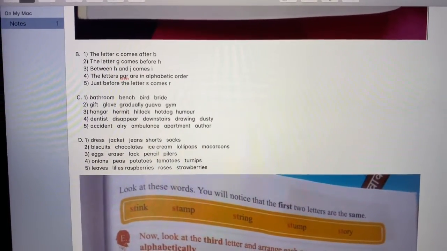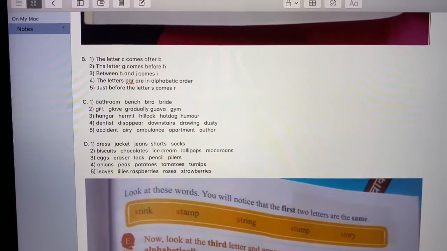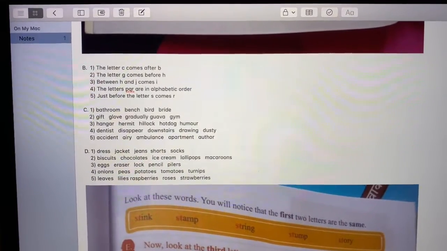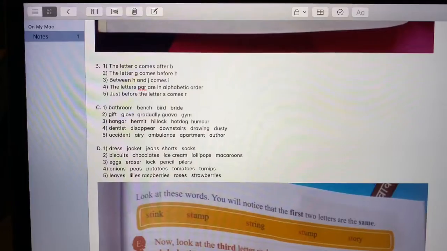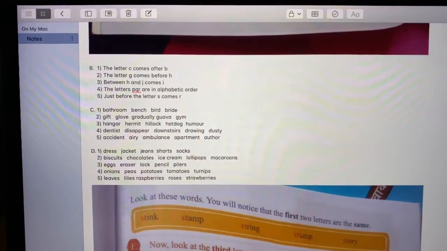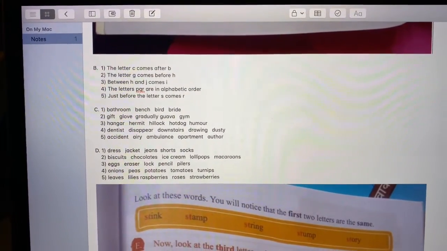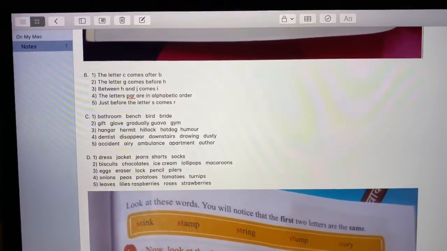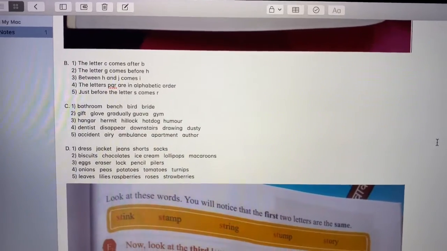So over here, the reason it's jacket and jeans, both of them have the letter J as the first letter, but the second letter has A, and then after that you have E. That's why they are arranged in that way. Even over here, the first letters of shorts and socks are the same, but using the second letters you arrange them so they become shorts and socks. So this is the way you have to go through the next few lines as well.